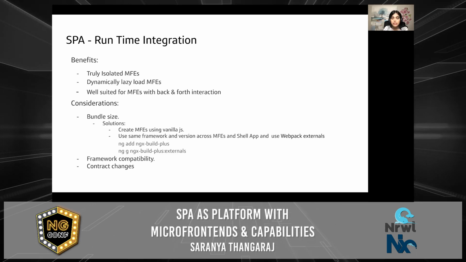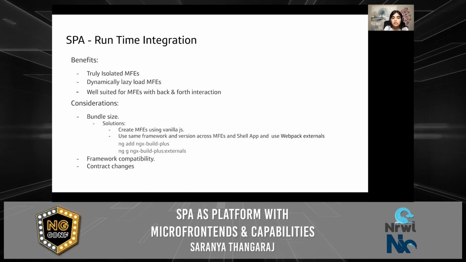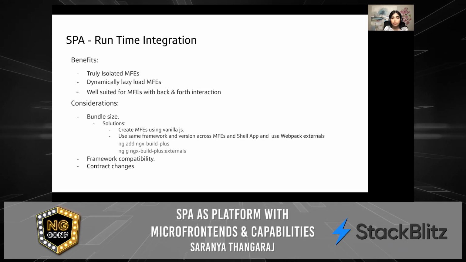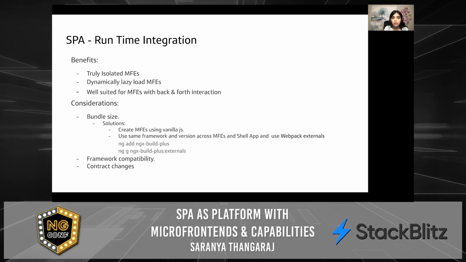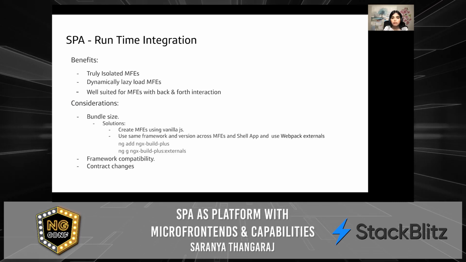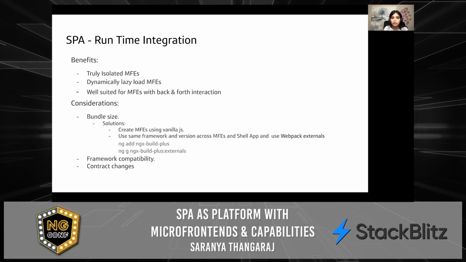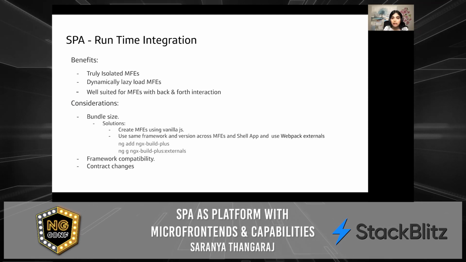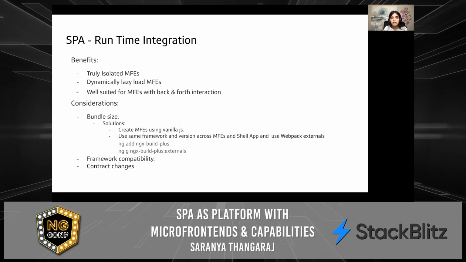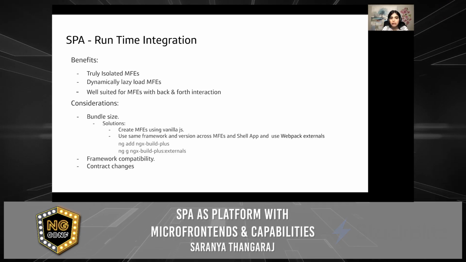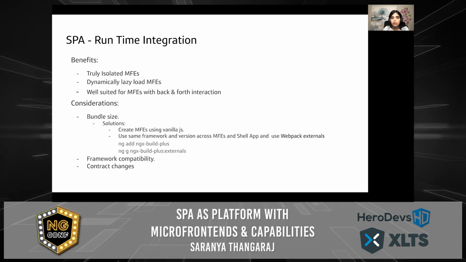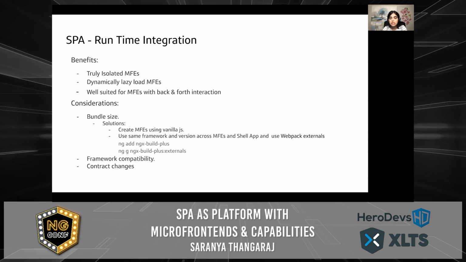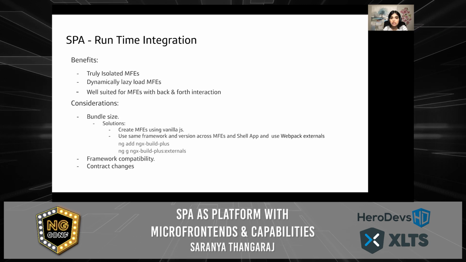And there are some considerations for this approach as well. The first is bundle size, because the micro-frontends are not known during build time. When they are loaded on the browser at runtime, we need to be cognizant of the bundle size, so we can approach this in two ways. The first is to create our micro-frontends as vanilla JS, so that the bundle size will become much smaller without the framework. The second approach is to use the same versions and packages across micro-frontend and the shell application, and reference a global object to download these common dependencies. By using Webpack externals, we can achieve this.